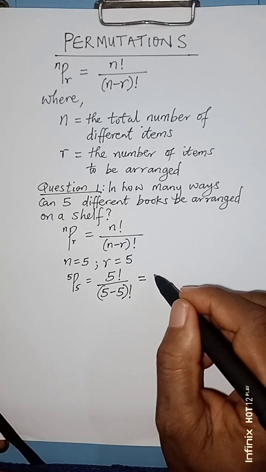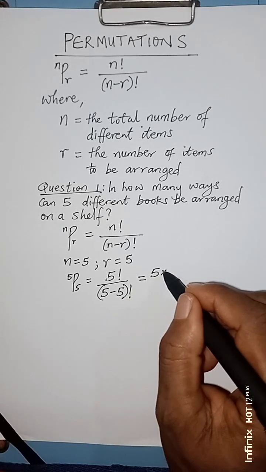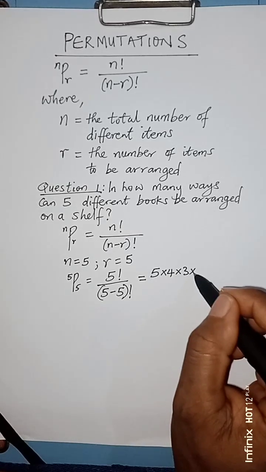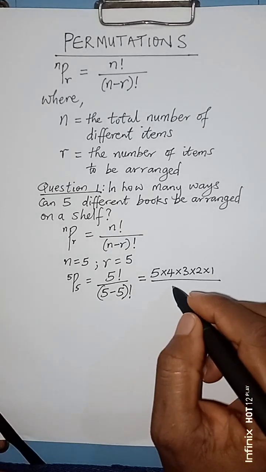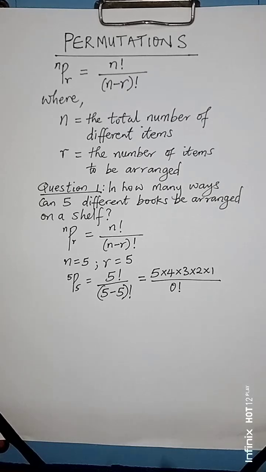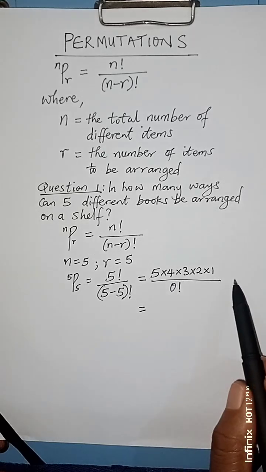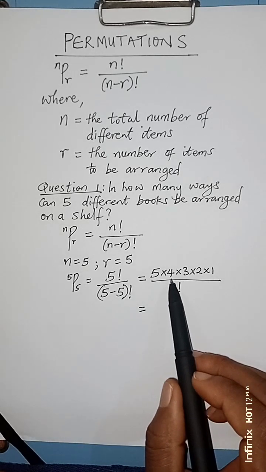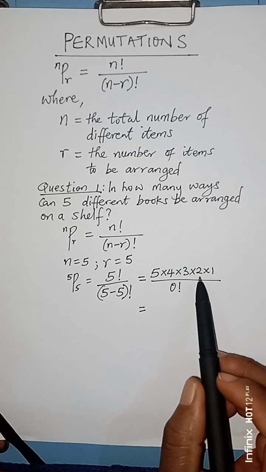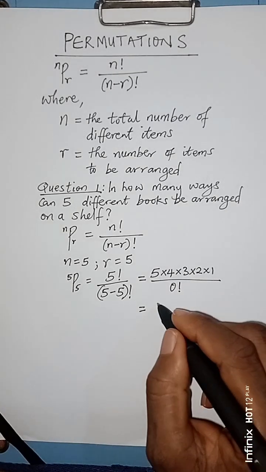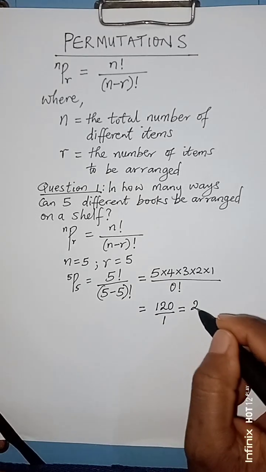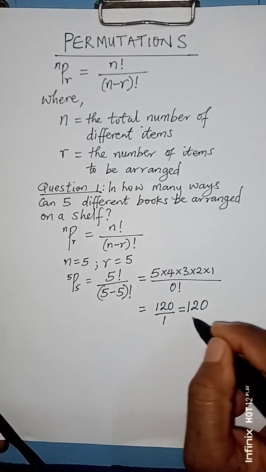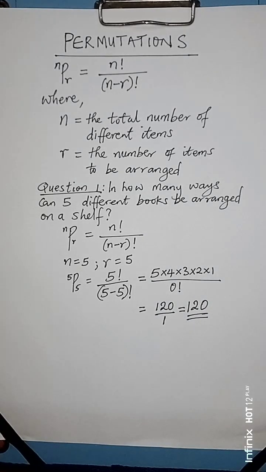Now let's expand this. 5 factorial means 5 multiplied by 4 multiplied by 3 multiplied by 2 multiplied by 1, and 5 minus 5 is 0 factorial. 0 factorial is equal to 1. So all we need to multiply are what we have in the numerator. 5 times 4, 20, times 3, 60, times 2, 120, times 1 gives you 120. 0 factorial is 1, so the answer to this question is 120 ways.